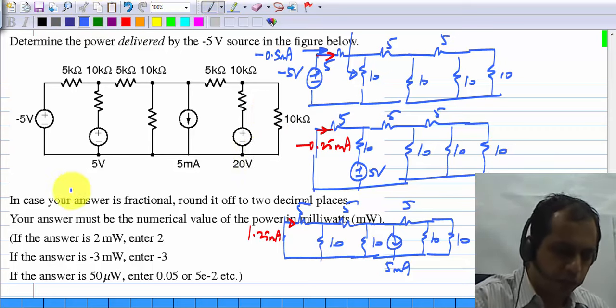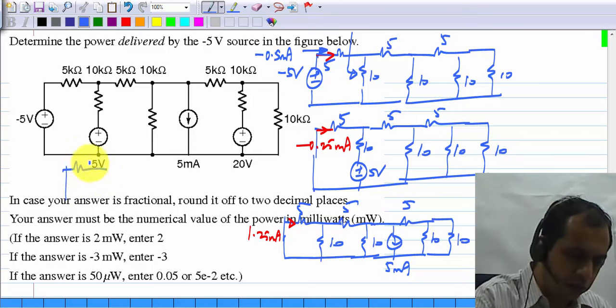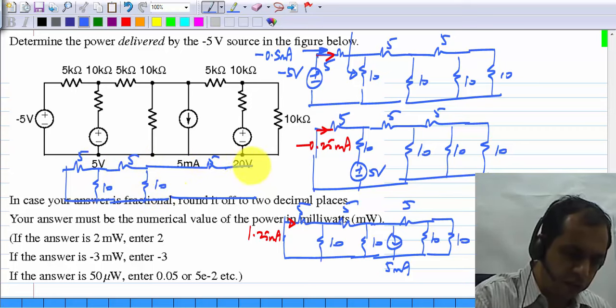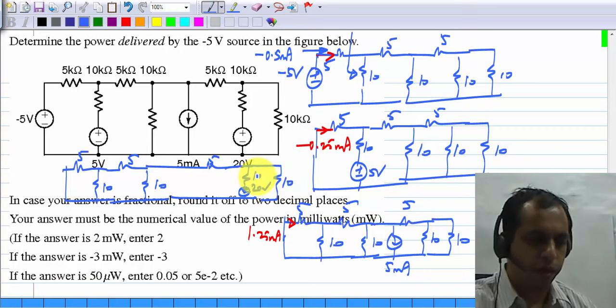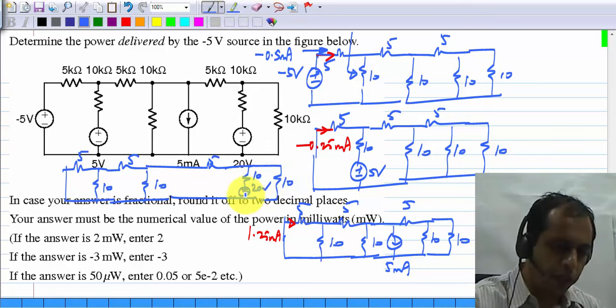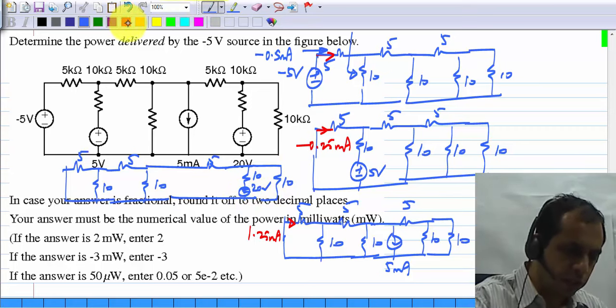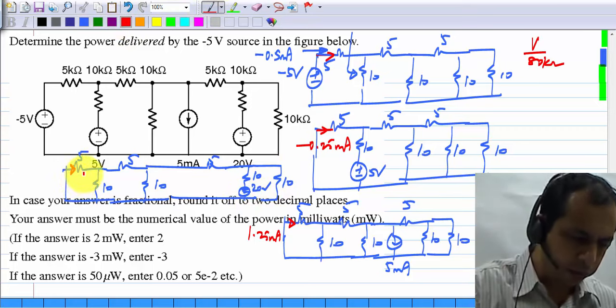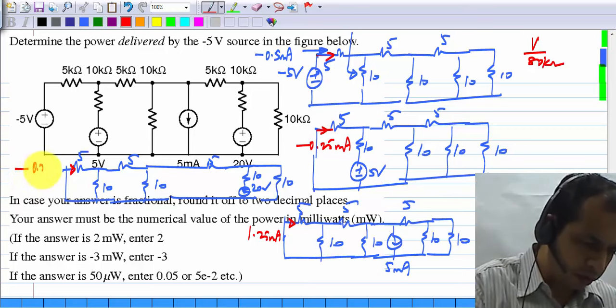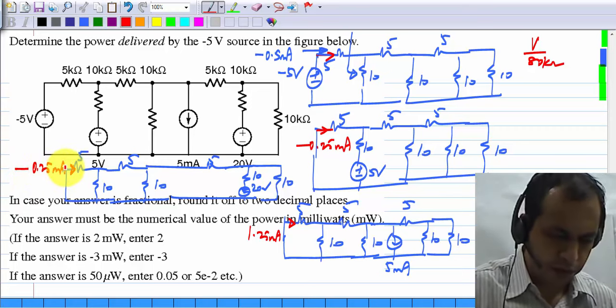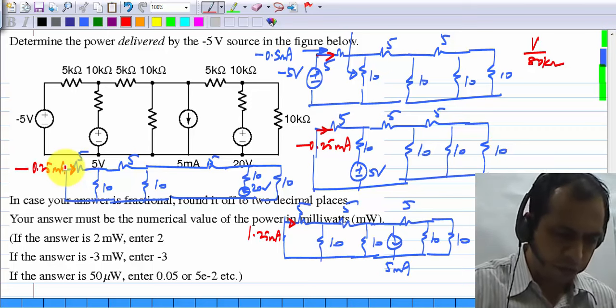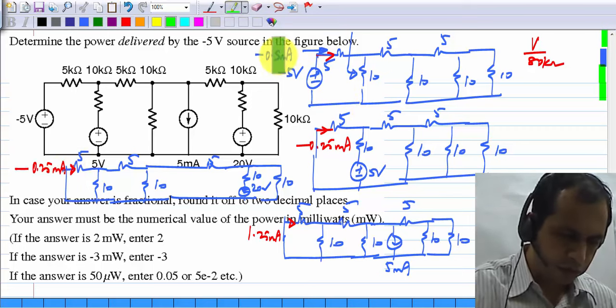And finally we have this last source over here, which is 20 volts. I'm going to just scribble on this. We have 5, 10, 5, 10, 5, 10 in series with a 20 volt source, and these two are 10 kilo ohm resistors. Okay. And it turns out that if you do have 20 volts like this, the current in this direction will turn out to be minus 0.25 milliamperes.